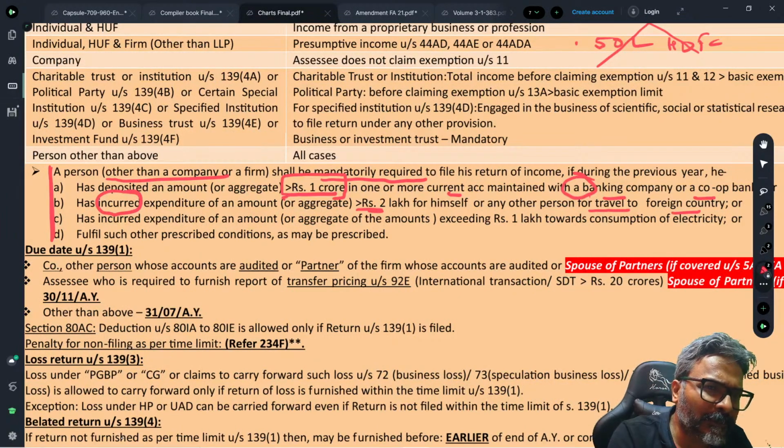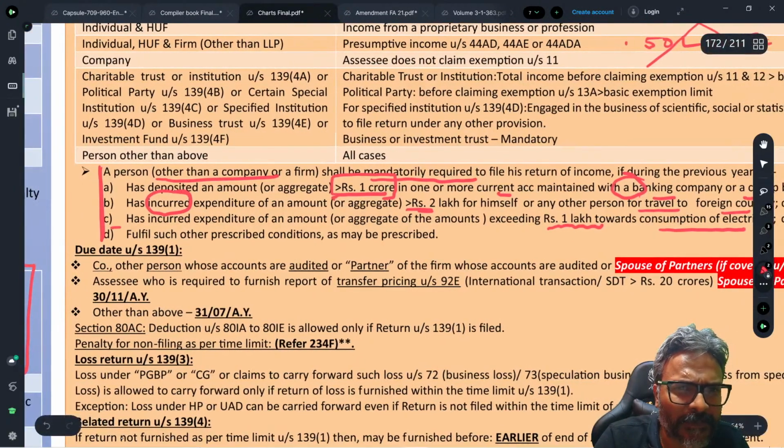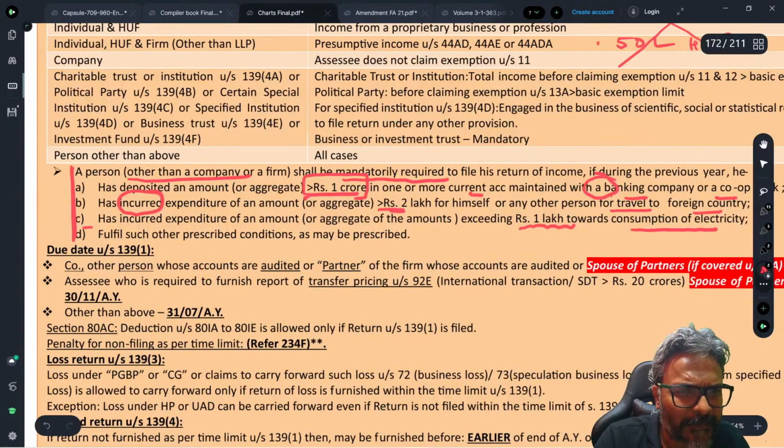So far as point number C is concerned, students, over here we are talking about exceeding 1 lakh towards the consumption of electricity. So that is the point which is there so far as point C is concerned. With that, students, we are done with this. Any doubts, any queries, students, do let me know.